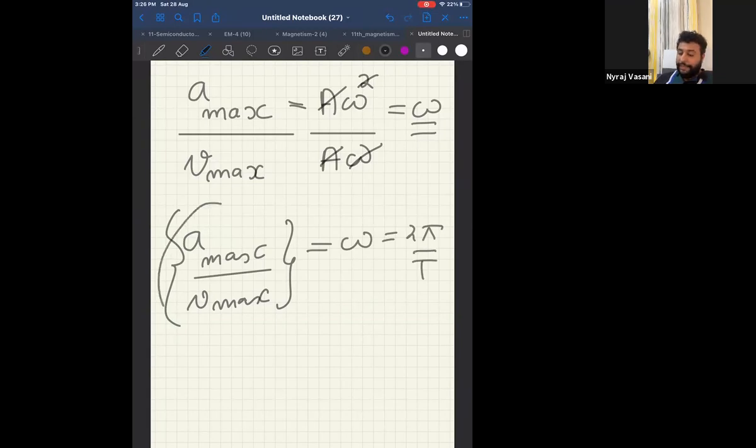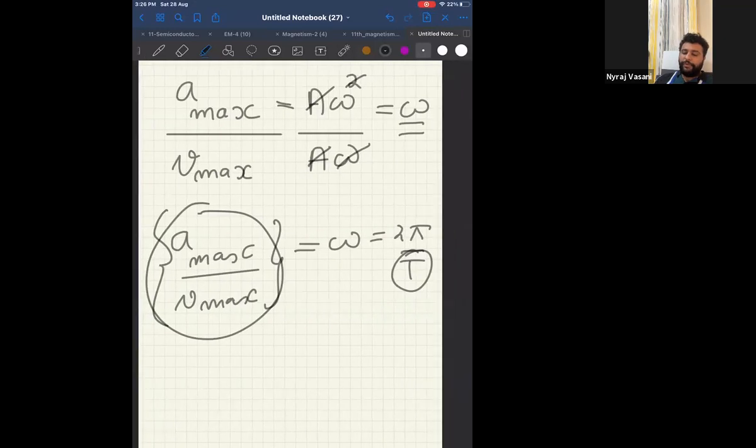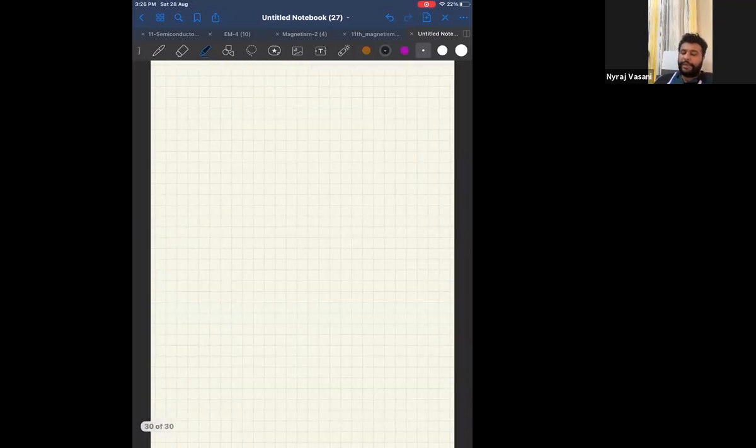Therefore, can I say if A max and V max are given, I can indirectly find out time, or I can indirectly find out even frequency, f. So, with maximum acceleration and maximum velocity given in the question, you can easily find out most of the things. Correct? Now tell me, what is the formula for time period? Any one formula for time period that you know today?